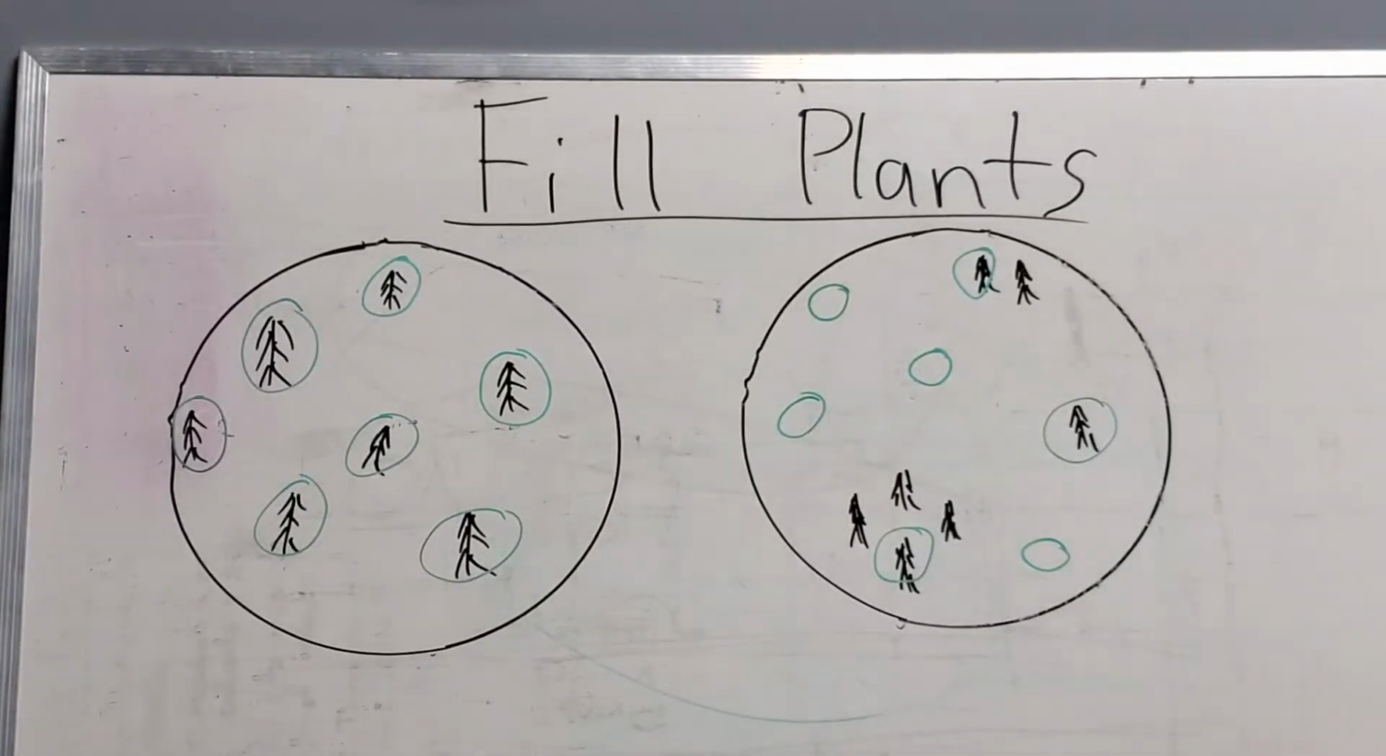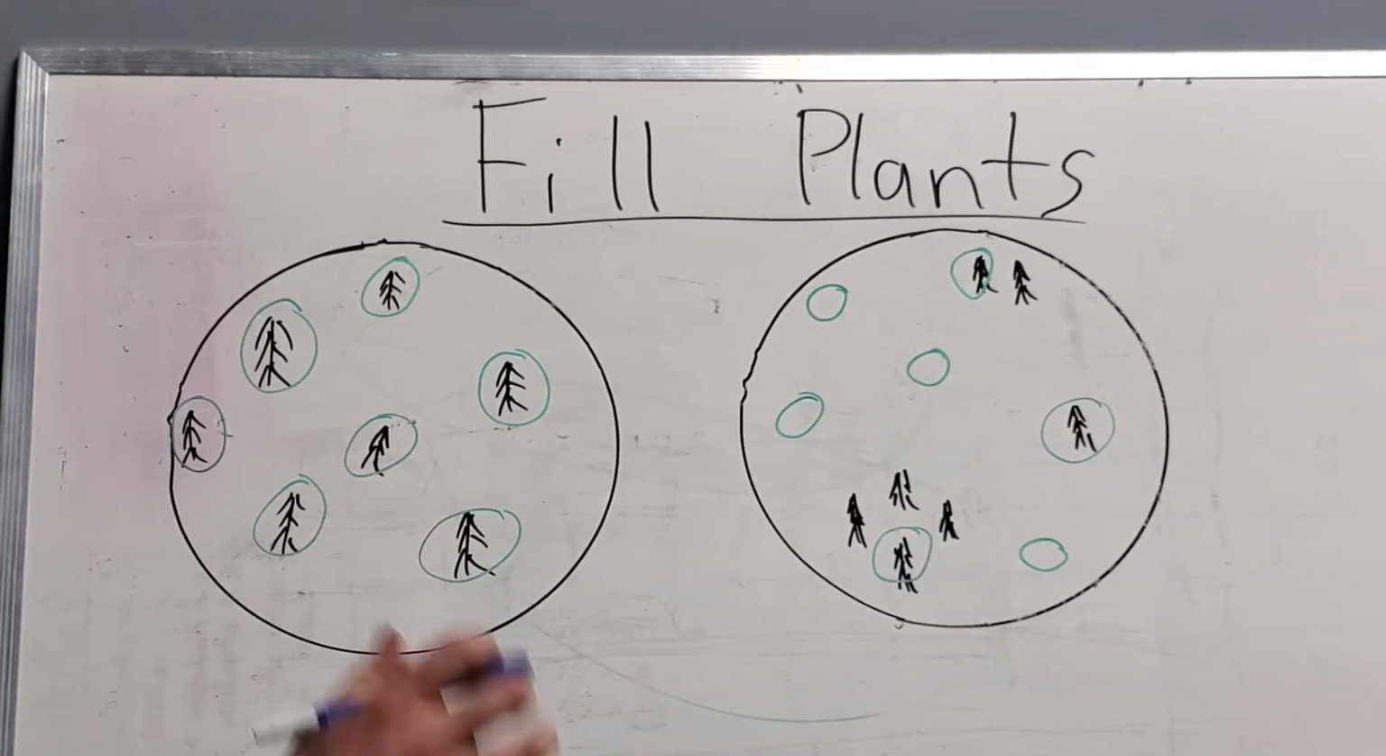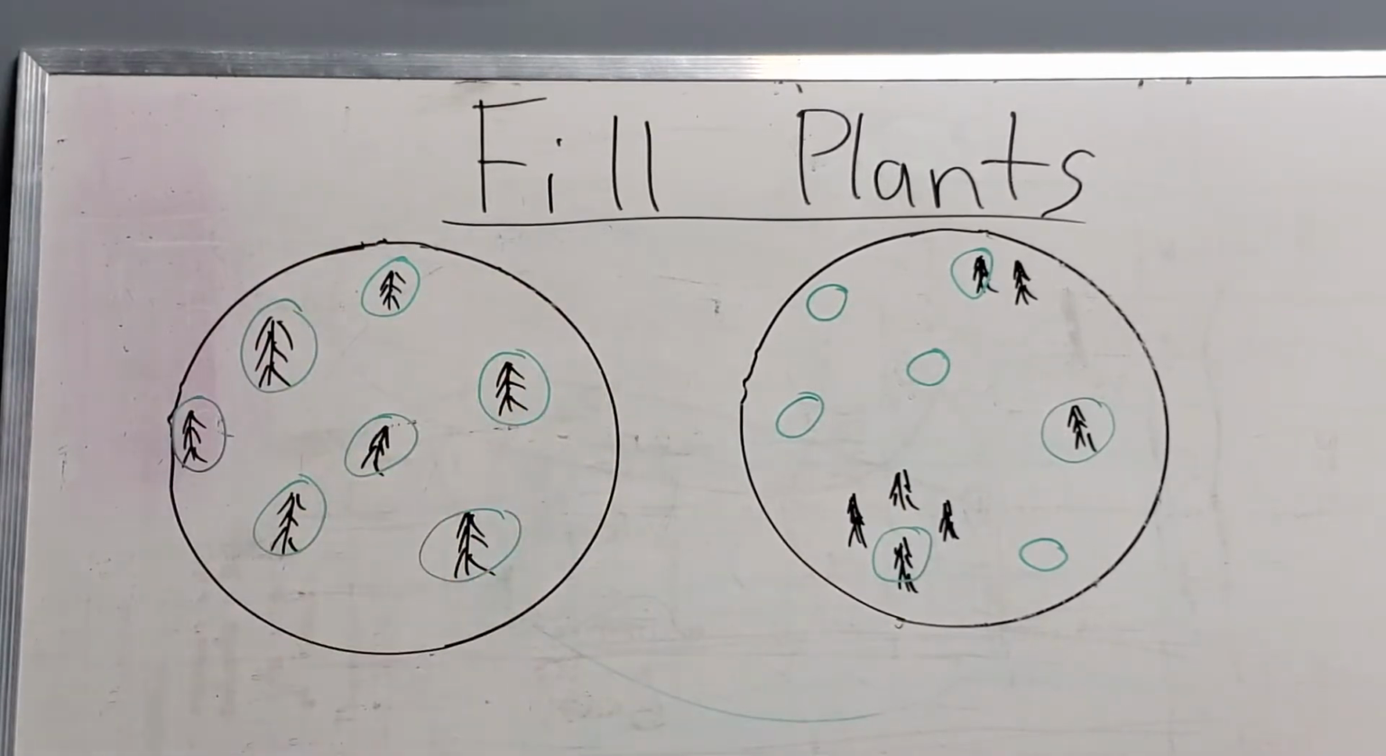Alright, I'm going to do my best to explain fill plants. This is pretty complicated and a lot of people struggle with it, but we're going to break it down. So, we've got two plots here. These black circles represent the outline of our plot.